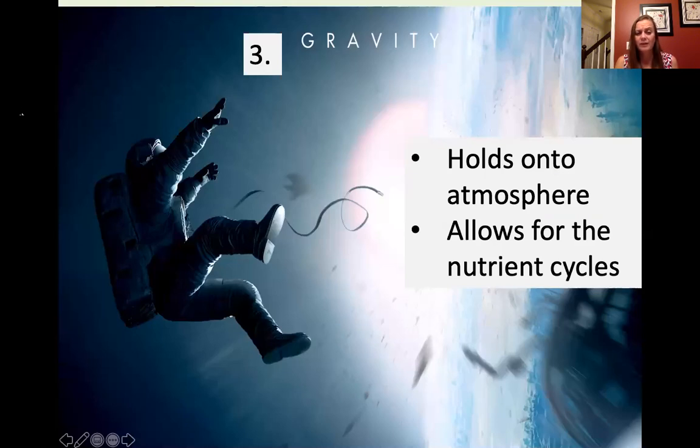And then the third thing that supports life on Earth is gravity. We don't necessarily think about this one, but without gravity, the atmosphere does not stay in place. The nutrients don't stay on the Earth. And so we don't have a way to sustain those cycles.